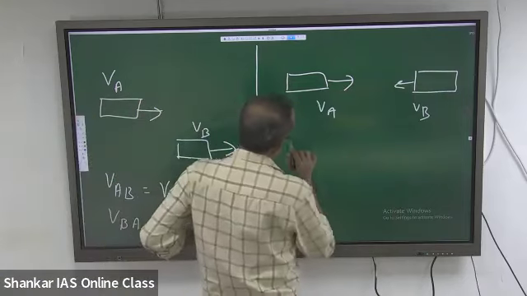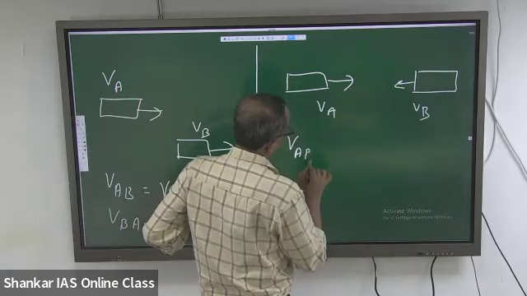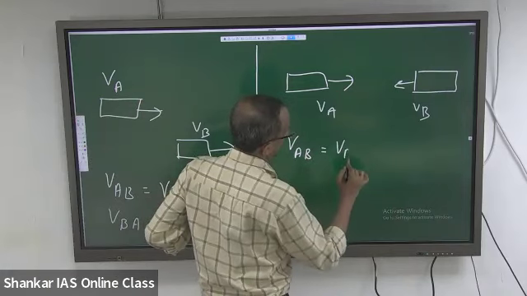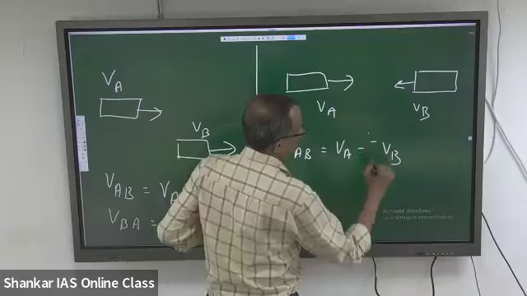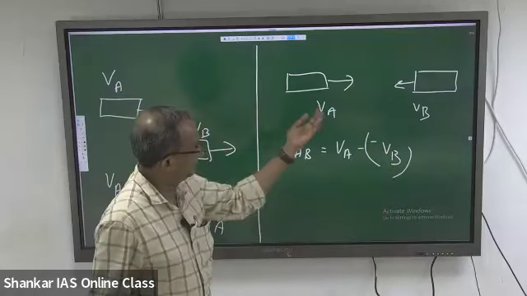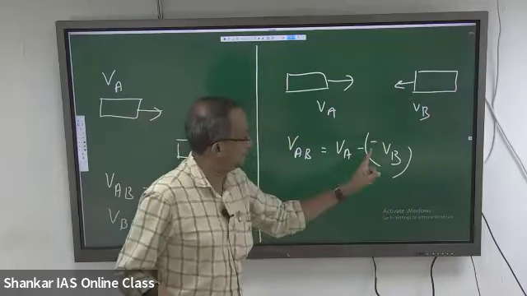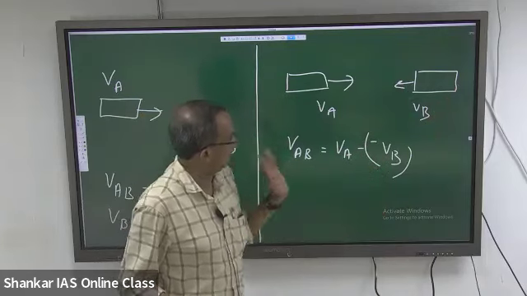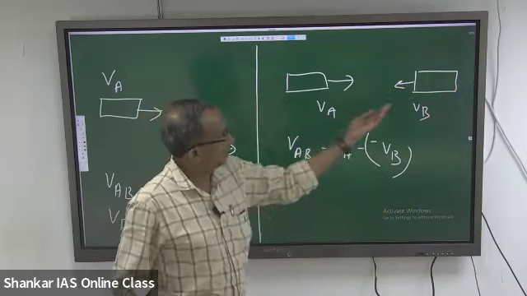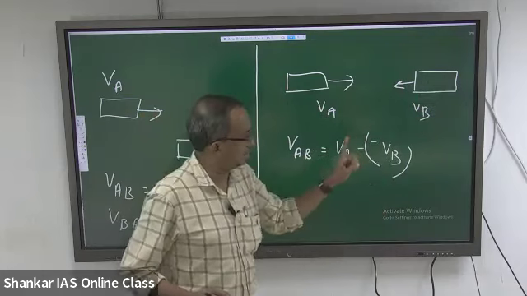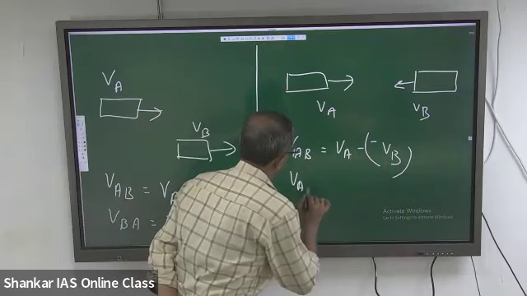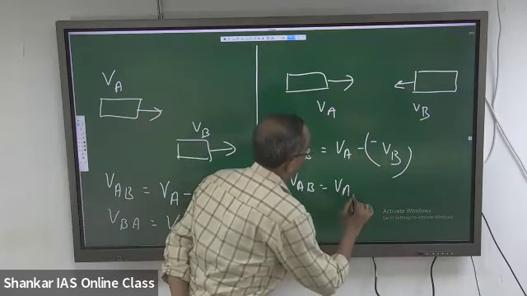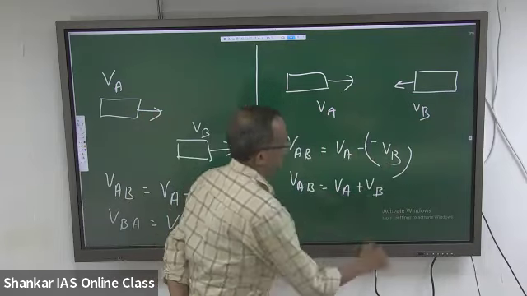Now, VAB equals VA minus of minus VB. With respect to A, B is moving in the opposite direction. So, velocity of B is taken as negative. So, we can write VAB equals VA plus VB.